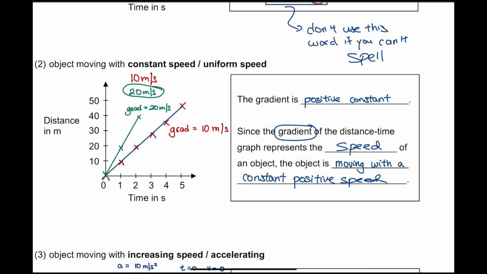So from this, we can see that the gradient of the graph is always a positive constant when I'm moving at uniform or constant speed. So therefore, the gradient of the graph represents the speed. This is a very standard thing that we need to always mention for a distance time graph. And we can say that our object is moving with constant positive speed, okay? Or constant speed.